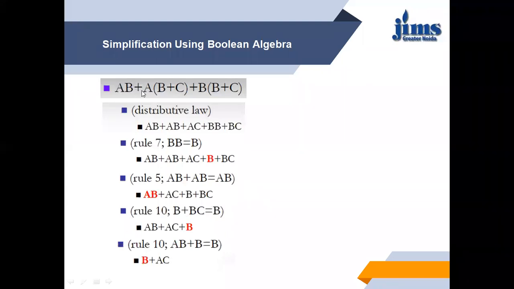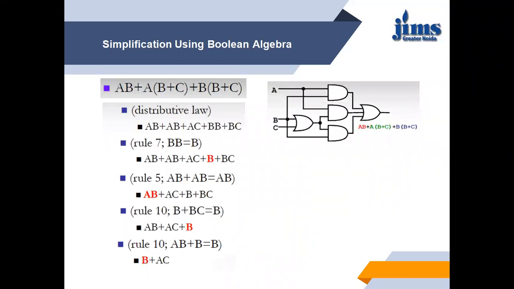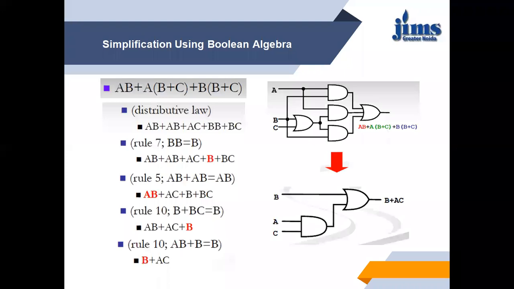Initially it was AB plus A(B or C), plus B(B or C). It is replaced by B or AC. Now when we compare the circuits, this was your initial circuit, and after simplification we have reduced it to this: B or (A and C).